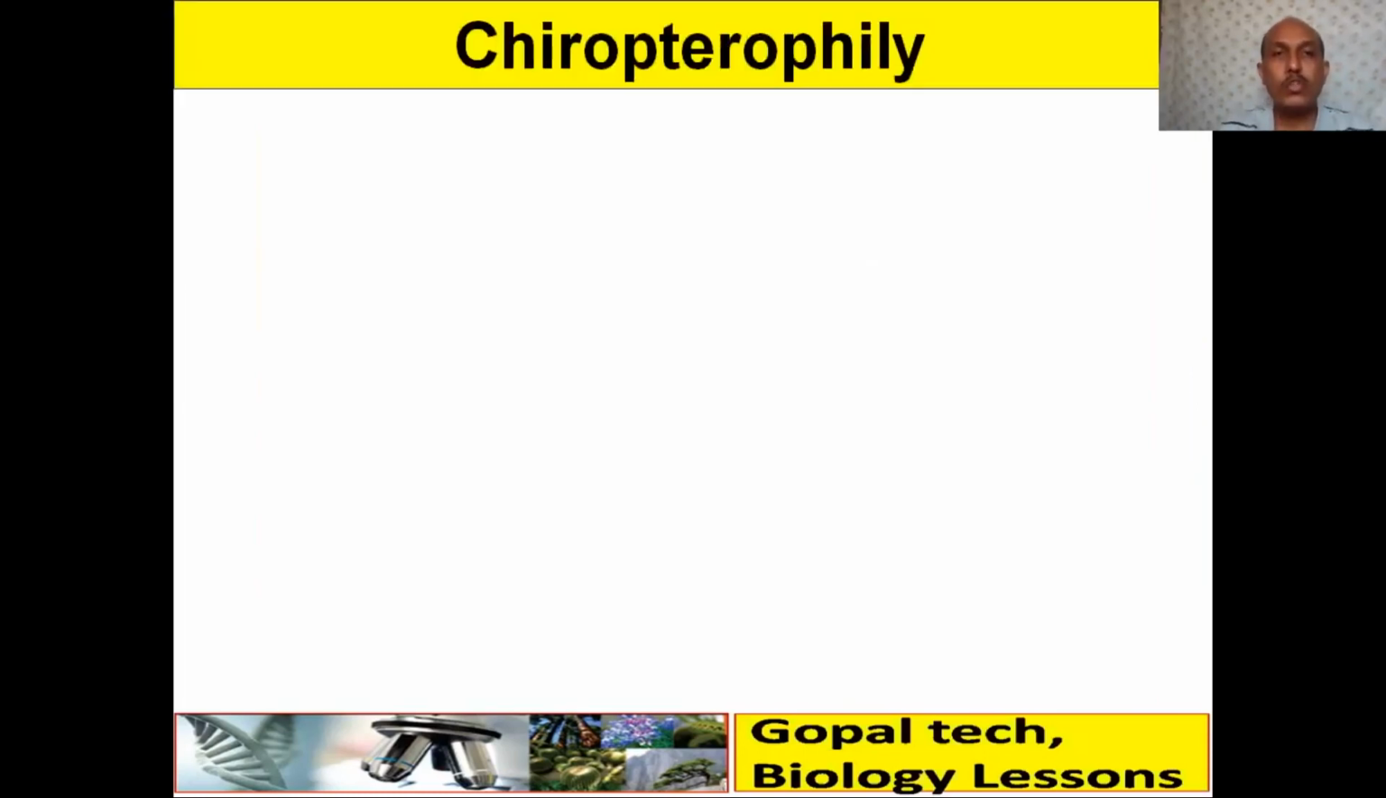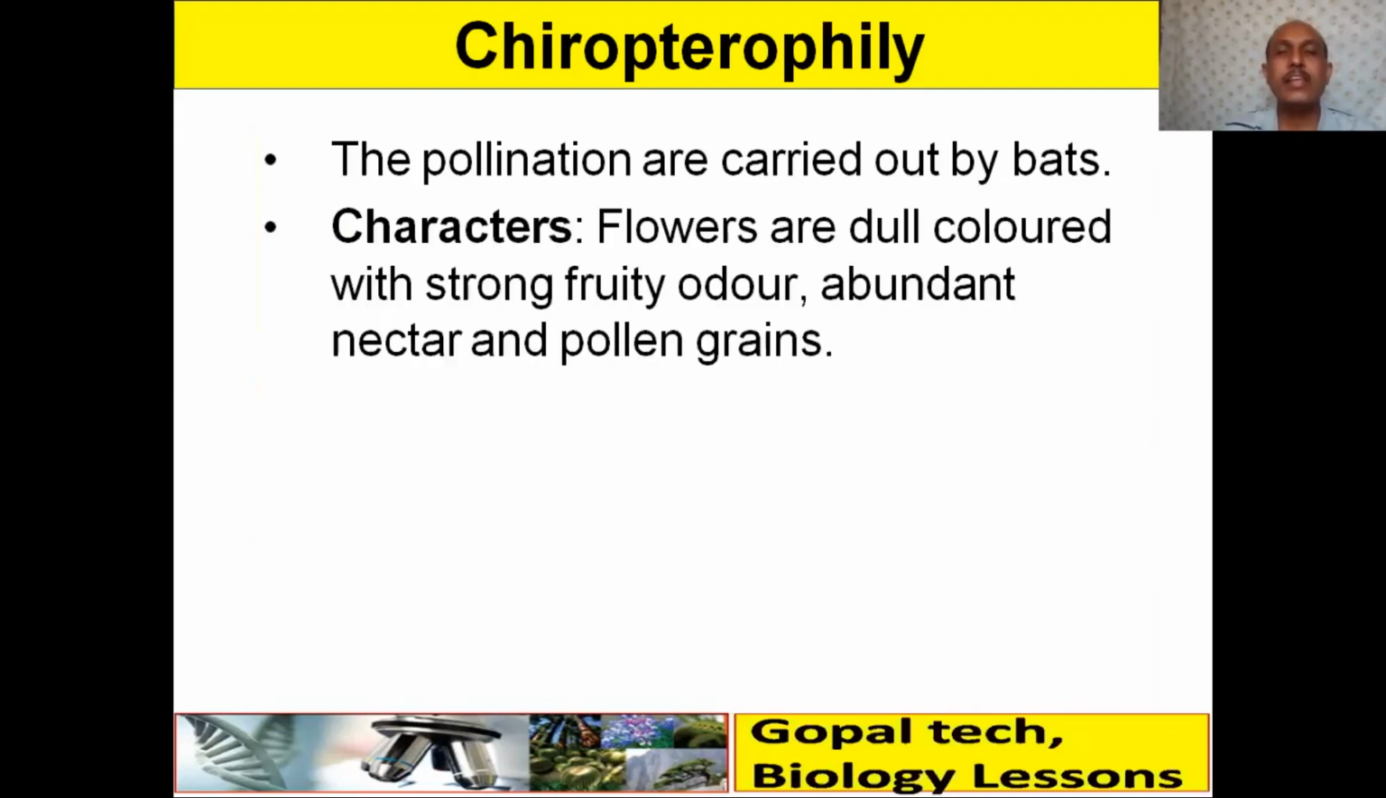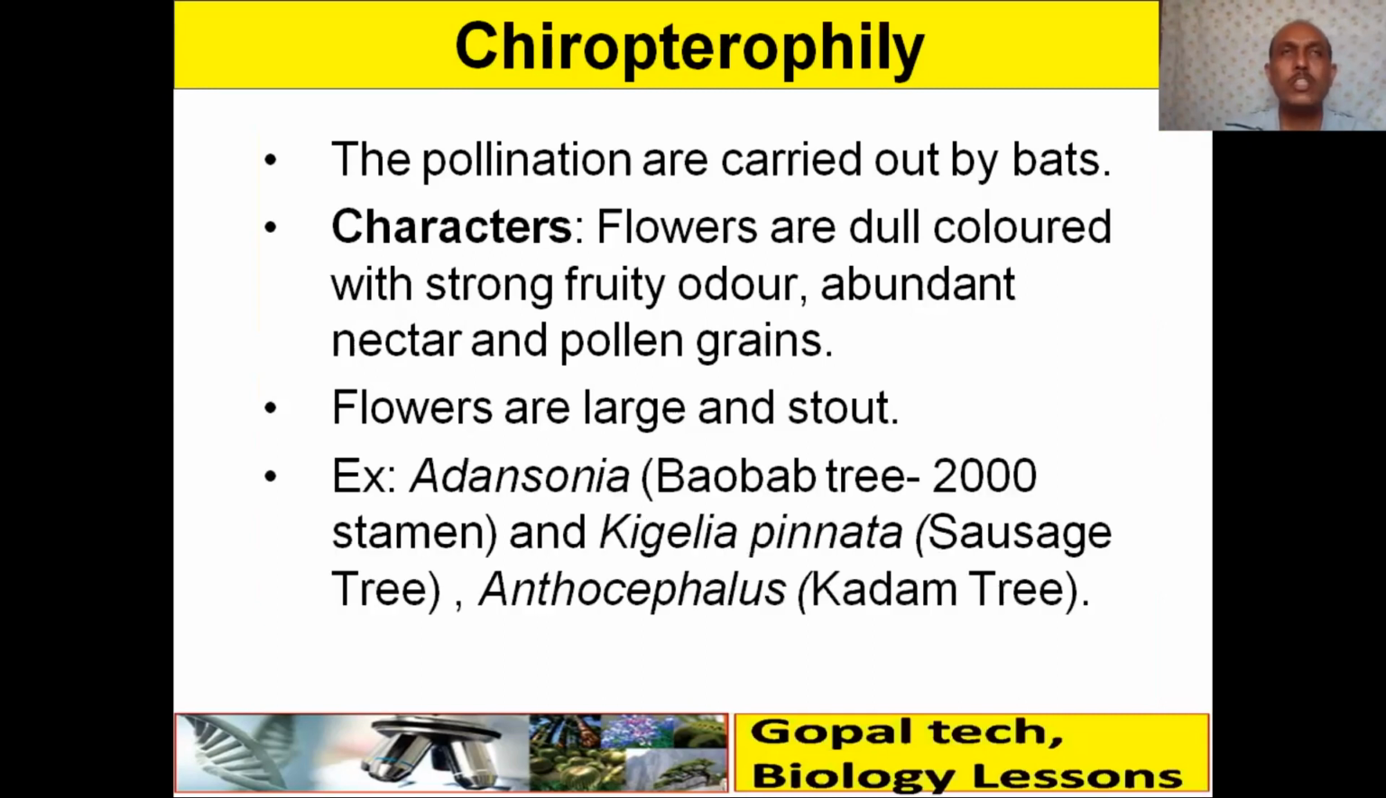Now, the fourth one is chiropterophily. The pollination is carried out by bats. Characters: इनके flowers are dull colored होते हैं क्योंकि ये रात में होता है pollination, but strong fruity smell. दूर से ही bat पहचान लेता है. Abundant nectar and pollen grains, सबसे ज्यादा होते हैं pollen grains. Flowers are large and stout, यानी ऐसा झूमते नहीं है, खड़े हो जाते हैं. बेस्ट एग्जांपल Adansonia या Baobab tree, एक में 2000 stamens होते हैं. या Kigelia pinnata, वो sausage tree बोलते हैं उसको, या Anthocephalus, that is Kadam tree.